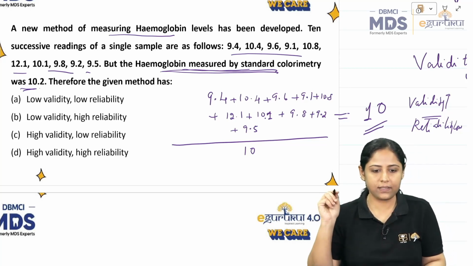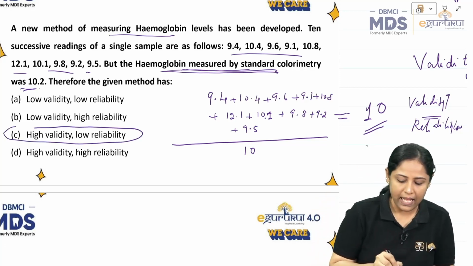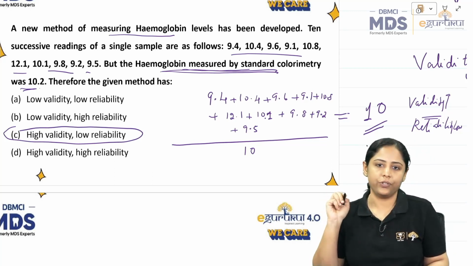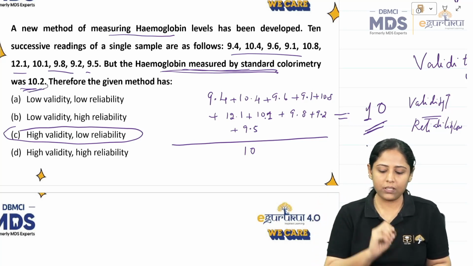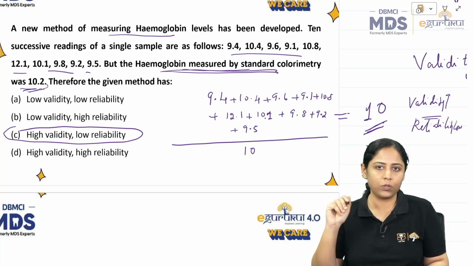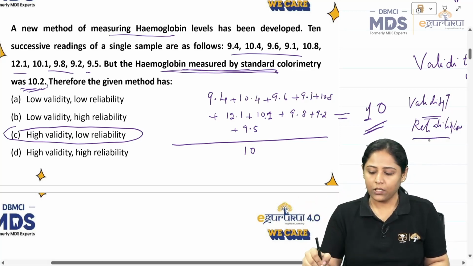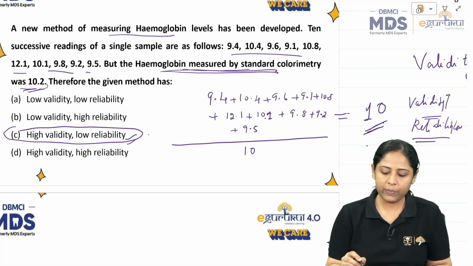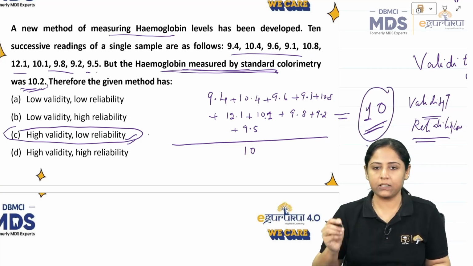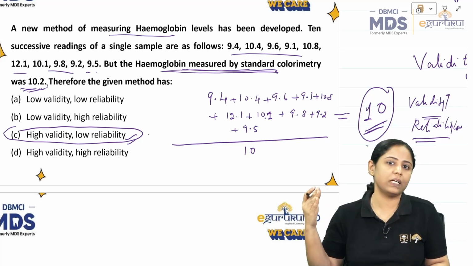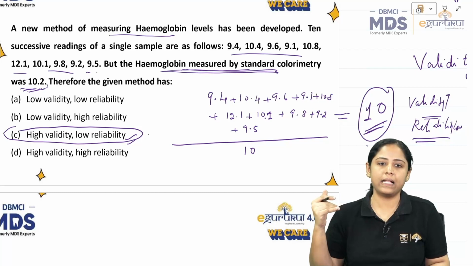So the answer is C, high validity and low reliability. Because the mean was 10, there is high validity, as it is similar to the result obtained by the standard calorimetry. But low reliability, because when we look into each of these values, most of the values differ from the mean. So the reproducibility or the consistency is less. So the answer is high validity and low reliability.